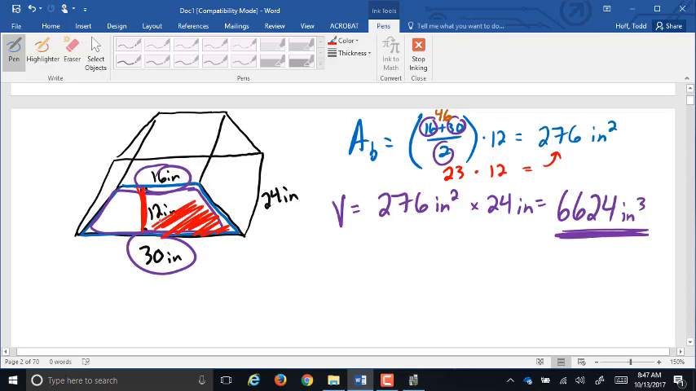So then once you have that area, that volume is the area times the distance to the other base, times the height, basically. 24 is the distance to the other base. So you take that area of 276 square inches times 24 inches to get the volume.